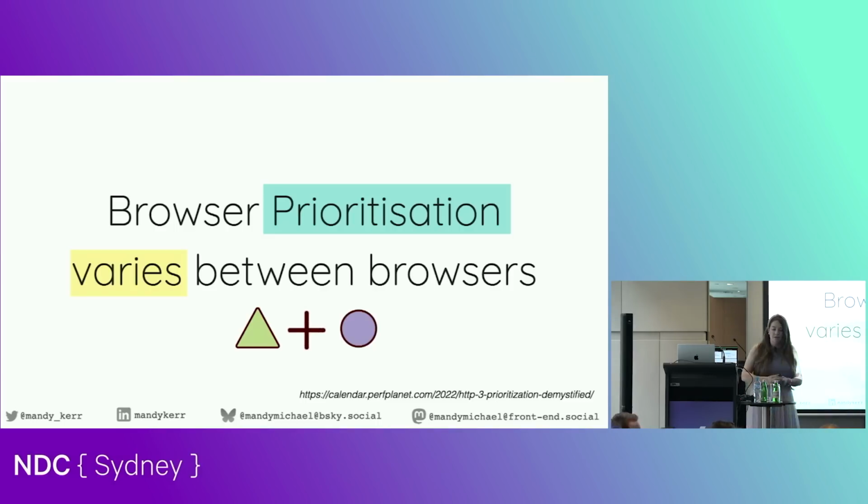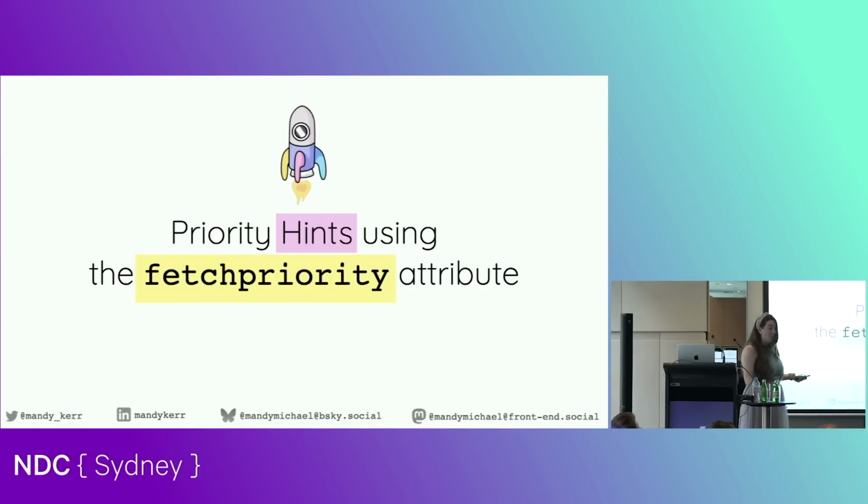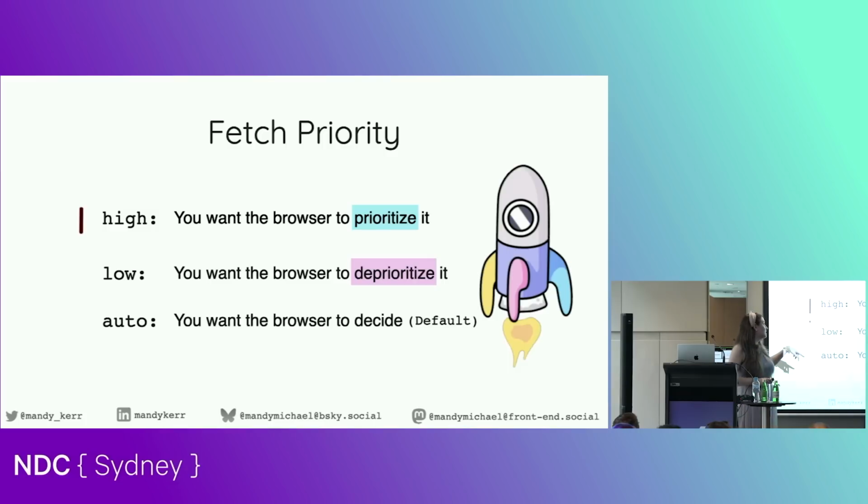So, what are we supposed to do about browsers doing whatever they want? Well, actually, we can use fetch priority for this. It is an HTML attribute, and it allows you to specify the priority of resources like CSS, fonts, scripts, and images. And it allows you to change that default priority from browsers, but it also gives us the opportunity to create more consistent behavior across browsers. It has 3 values. High means you want to prioritize it, low means you want to deprioritize it, and auto means the browser can do whatever it wants.